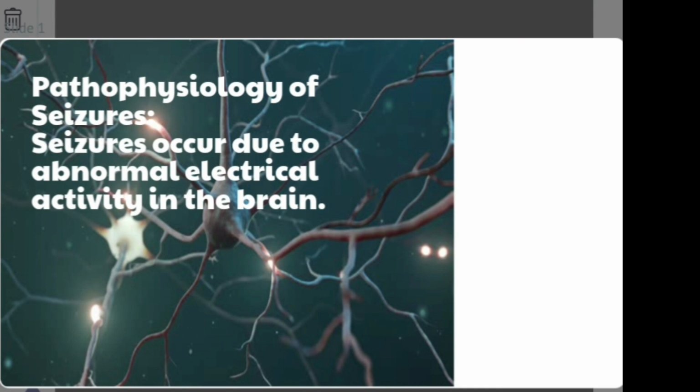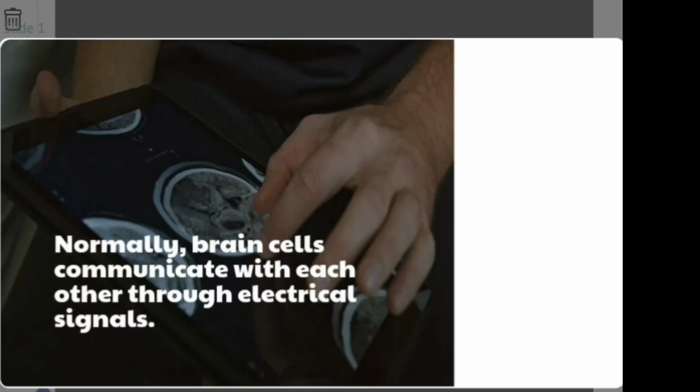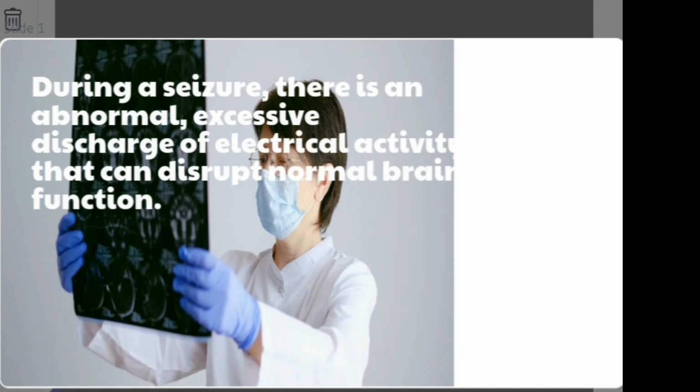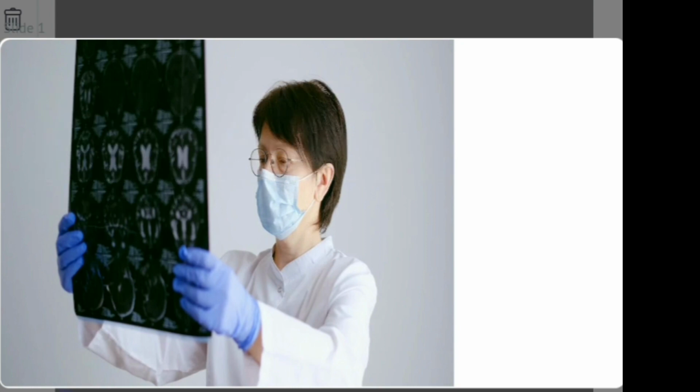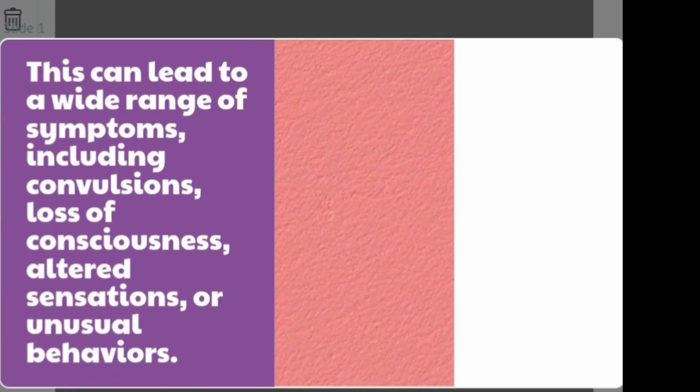Pathophysiology of seizures. Seizures occur due to abnormal electrical activity in the brain. Normally, brain cells communicate with each other through electrical signals. During a seizure, there is an abnormal, excessive discharge of electrical activity that can disrupt normal brain function. This can lead to a wide range of symptoms, including convulsions, loss of consciousness, altered sensations, or unusual behaviors.